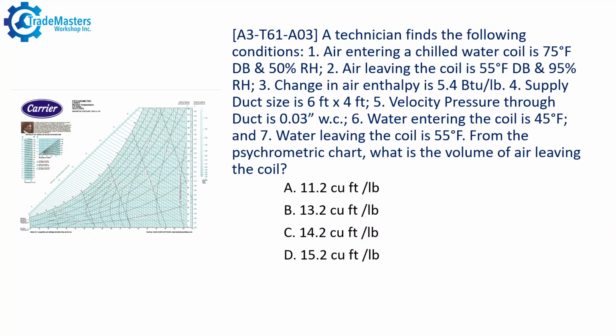All right, A3, T61, A03. This time we're going to try to plot some conditions because in this particular question, we're asking from the psychrometric chart, what is the volume of air leaving the coil?